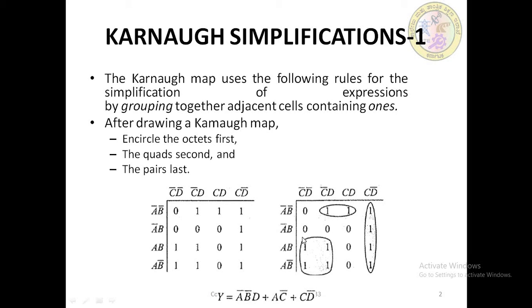Do we have 8 grouping combinations? I need to verify it. No, we don't have. Then we need to start with quad. In a quad, as you already know, we try to group four possible combinations together. Yes, here you can see we have this one as four combinations and this one as four combinations. It can be grouped as two quads here, and we have marked it here.